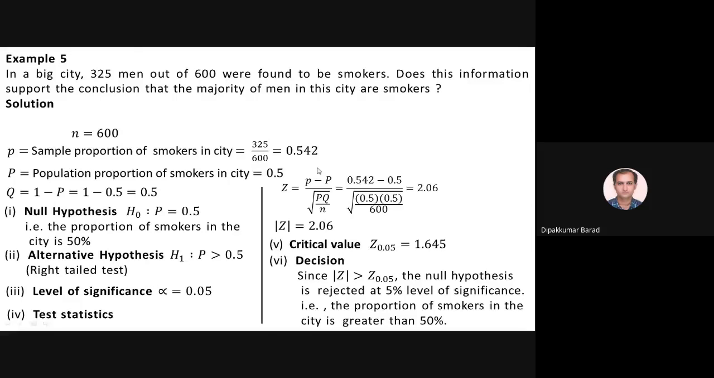In this example, we haven't given the level of significance. Also, we haven't given capital P, but we can conclude that from the majority of men. Now, majority means more than 50%. Okay, fine. Part is clear. What about others? Okay. So now we can move to the next example.